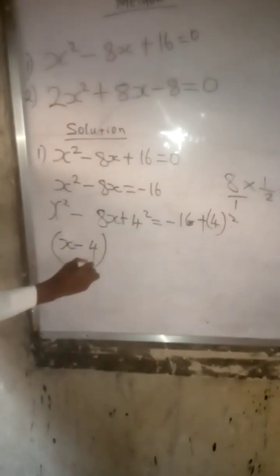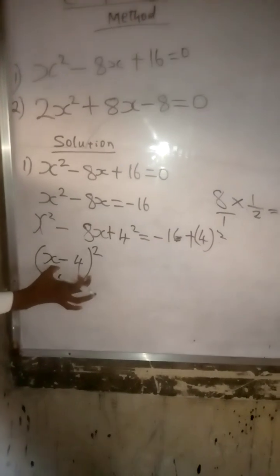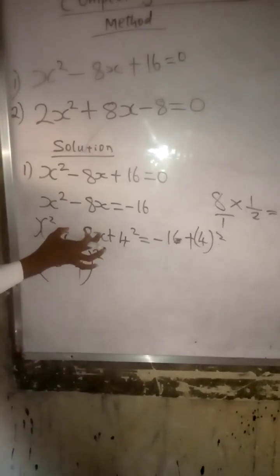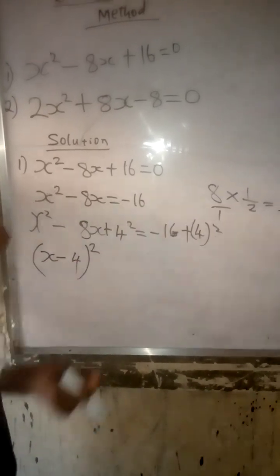Then you square it. You bring this square down. If you factorize this one, it is going to give you this answer. So that is how to check if you are correct. So let's do it now.